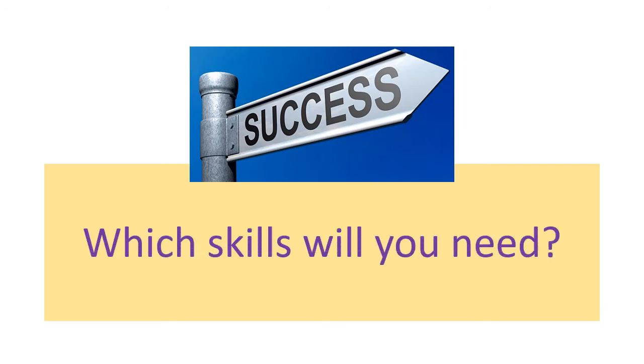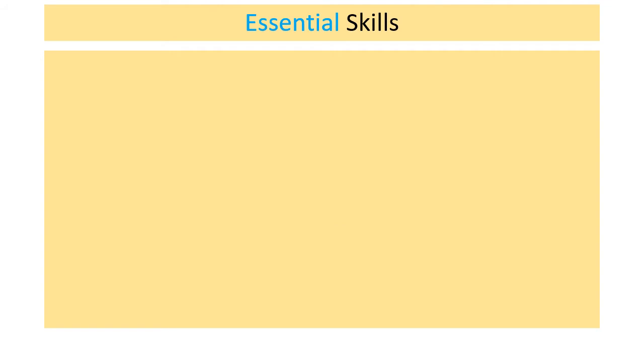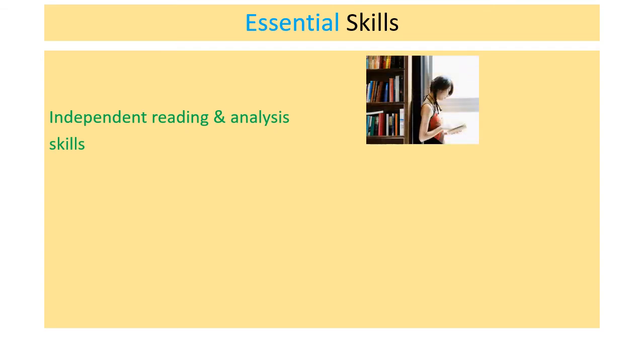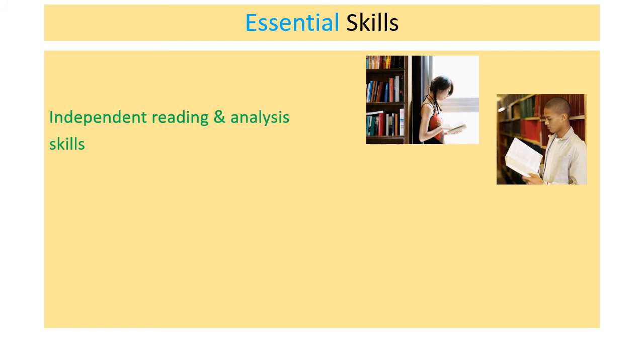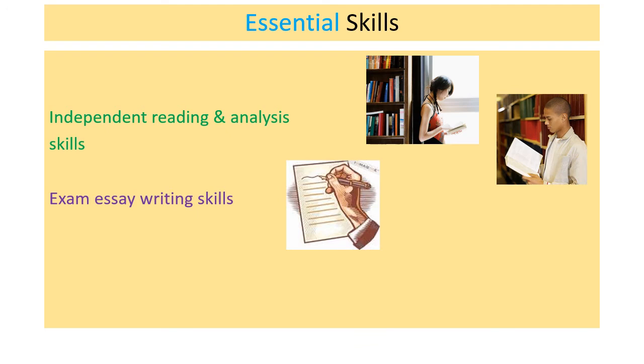So, which skills will you need? Well, of course, you will develop skills through A-Level, but these are the skills that you will be using very often in your study of A-Level literature. So these are the essential skills for A-Level English Literature. You need to have confident, independent reading and analysis skills, and you should be looking forward to reading much more independently at your own pace. You need to have exam essay writing skills, so to be confident in writing under time conditions and with the understanding that it's 80% of the course, so it is a big part of being successful.